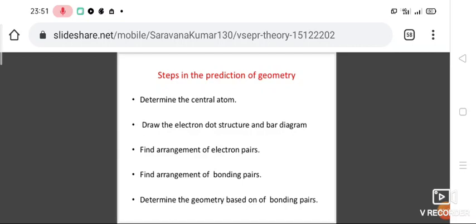Here is the step to predict the geometry of a particular compound. Determine the central atom, draw the electron dot structure, the Lewis structure, find the arrangement of electron pairs, find the arrangement of bonding pairs, and determine the geometry based on the bonding pairs.